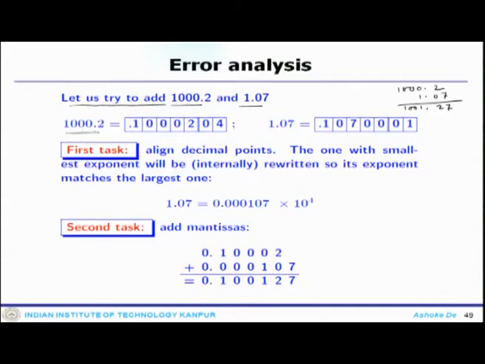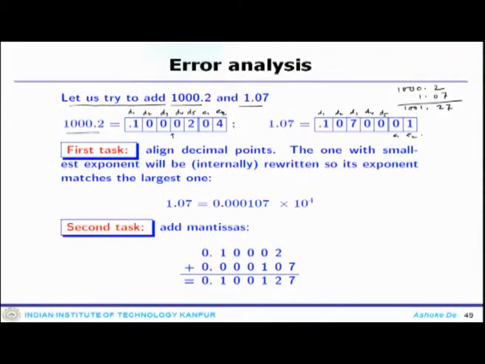Now, if you represent them through this kind of mantissa and exponent representation, 1000.2 equals 0.10002 times 10 to the power 4, and 1.07 is 0.107 times 10 to the power 1. As we said, these are 5 digits, which correspond to D1, D2, D3, D4, D5, and these are E1 and E2, the exponents. Similarly here, D1 to D5 and the exponent.